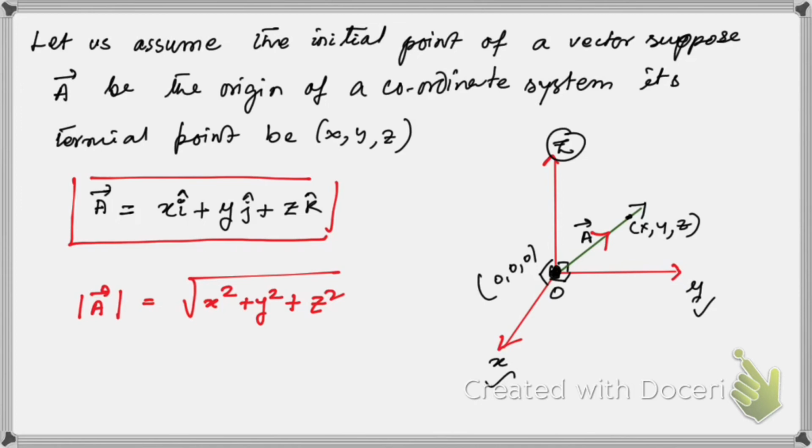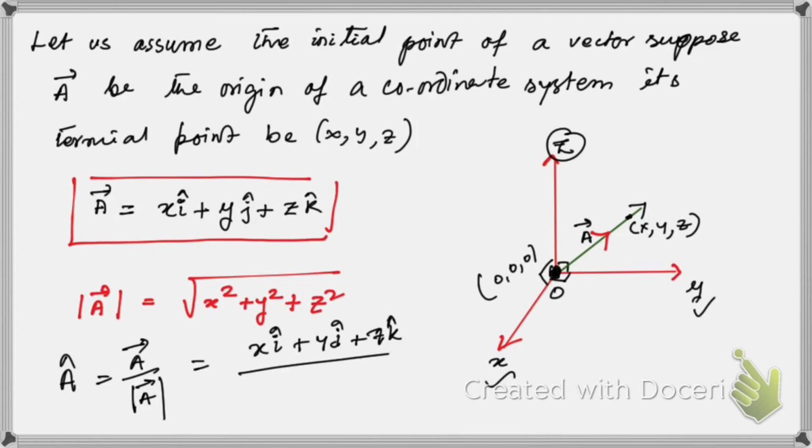Now, how do we calculate the unit vector? I have already told you that the unit vector a cap is given by vector a divided by the magnitude of vector a. That means you get x i cap plus y j cap plus z k cap, divided by root over x square plus y square plus z square. And if you find the magnitude of the unit vector, you are always going to get 1. So hope you have understood this.